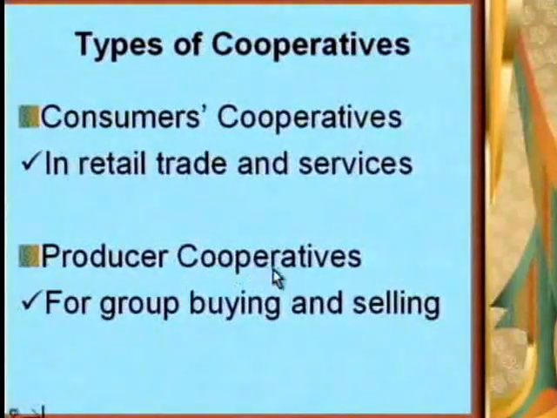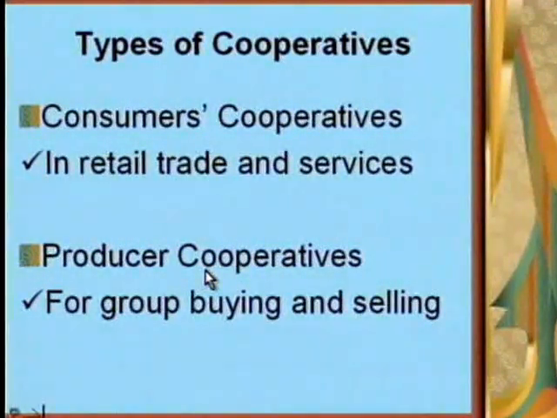These we find in educational institutions, and some big companies form their own cooperative societies to purchase daily necessities without any middleman. The middleman is avoided while buying daily necessities. Then there are producer cooperatives, designed for group buying and selling. For dairy products, all the dairy farmers form a group and sell milk to the dairy, and for this group buying and selling, producer cooperatives are formed.